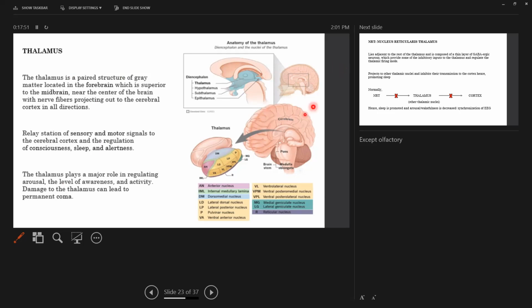Thalamus has various nuclei. As we can see here, there are multiple nuclei involved in the thalamus. These nuclei of the thalamus are stimulating nuclei. That means we have the thalamocortical projections from these nuclei, and these are all stimulating. That is, they activate the cortex, and hence they promote wakefulness.